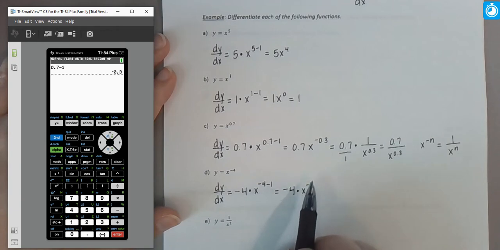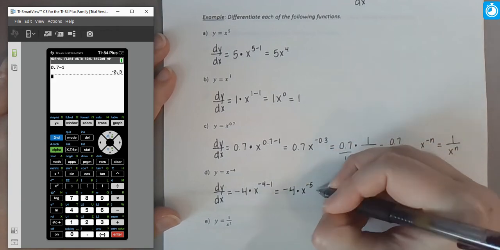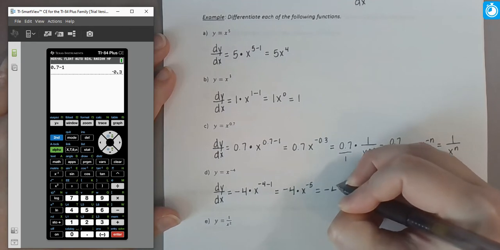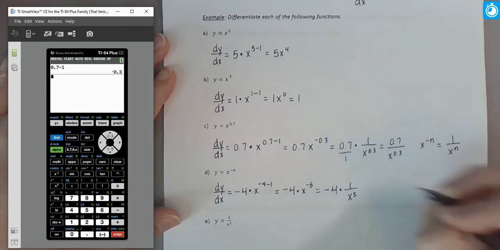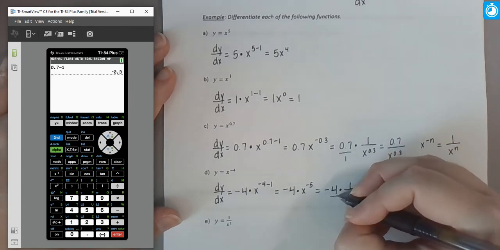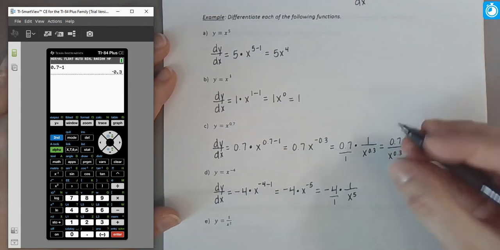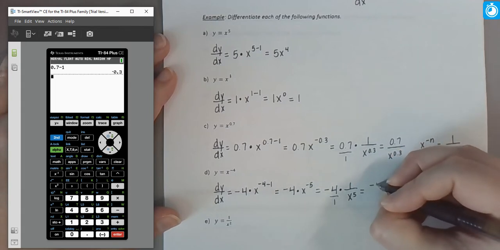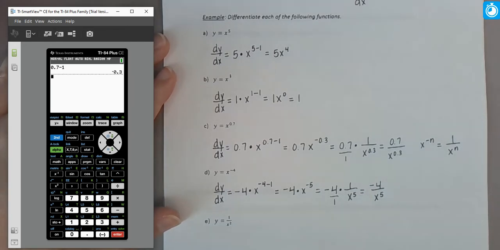Well, we know x to the negative 5, that negative exponent, remember that tells us to take the reciprocal. So that's going to be negative 4 times 1 over x to the 5th. Treat this as negative 4 over 1 if you need, and then we multiply straight across. So that's going to become negative 4 over x to the 5th.